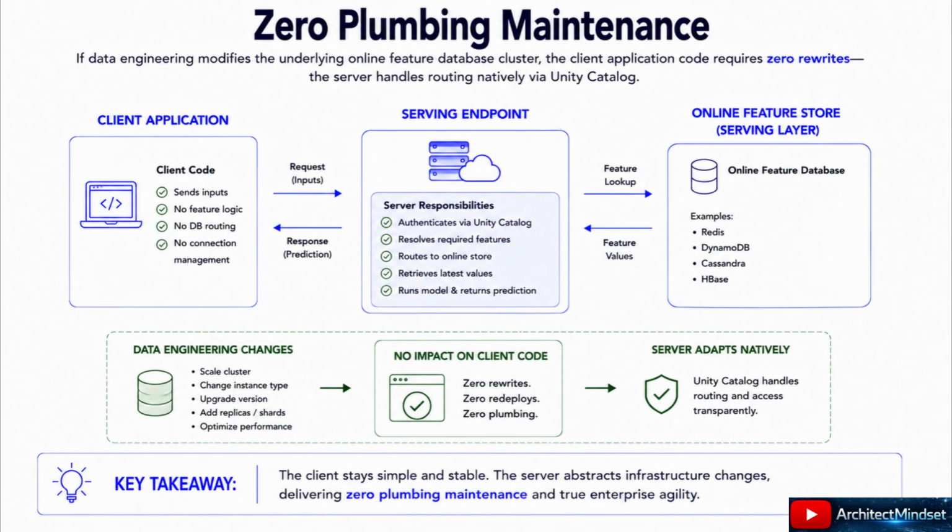So one benefit of this approach is zero maintenance. If data engineering modifies the underlying online feature database cluster, the client application code requires zero rewrites. The server handles routing natively via Unity Catalog.